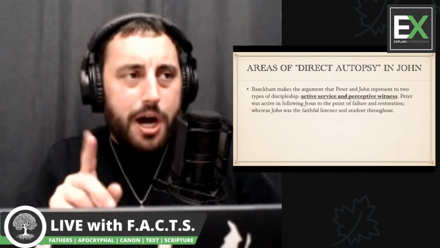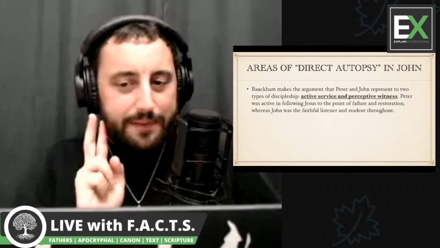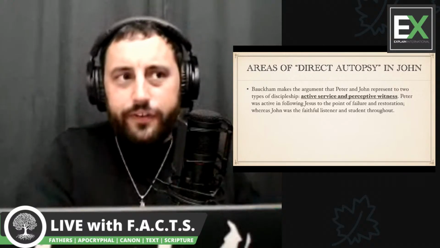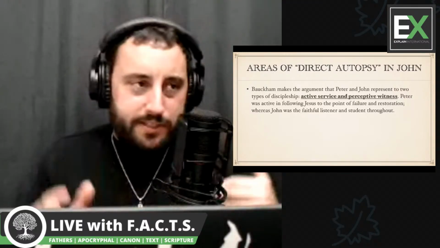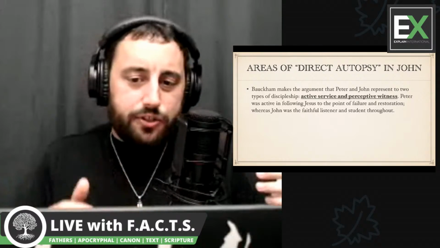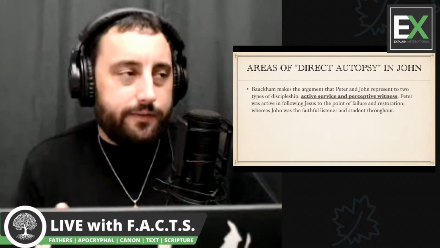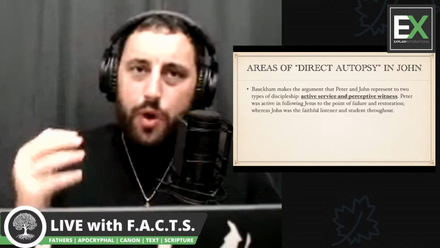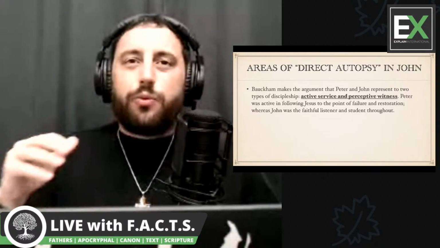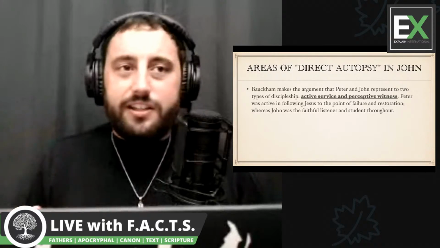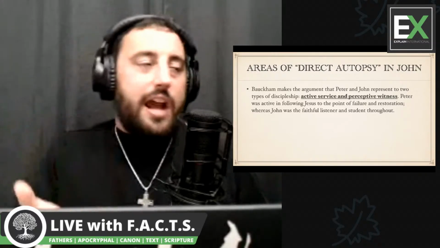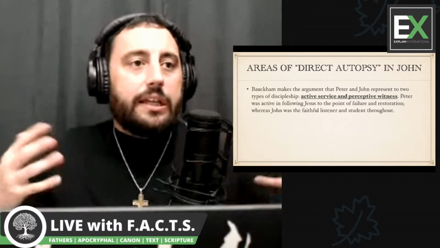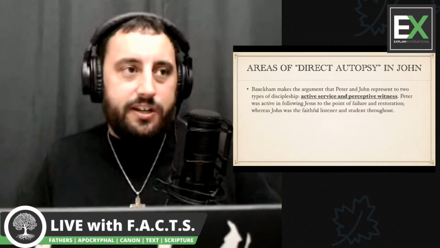But I like what Bauckham says about this, that there are two types of disciples that Peter and John represent: the active serving disciple and the perceptive witness. So you have the active service and the perceptive witness. Peter being the active one who was following Jesus. I mean, he was so passionate about Jesus. He ran up and he was volunteering. He would run his mouth so badly, get his foot stuck in it. I mean, he would sit there and say, "I'll die for you." And Jesus said, "No, you're going to deny me three times." And he was zealous to serve Christ. He was active in his service of Christ.